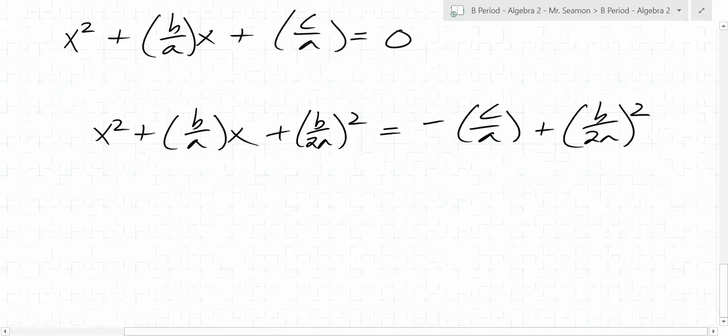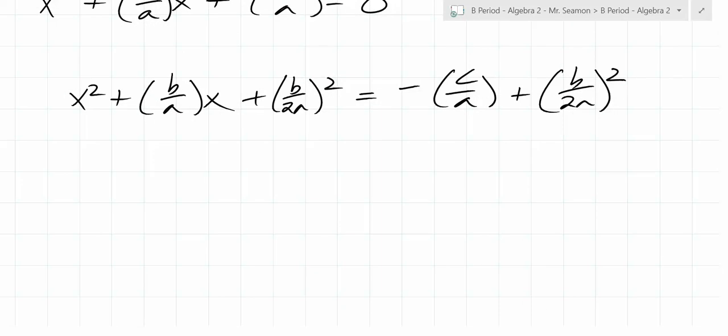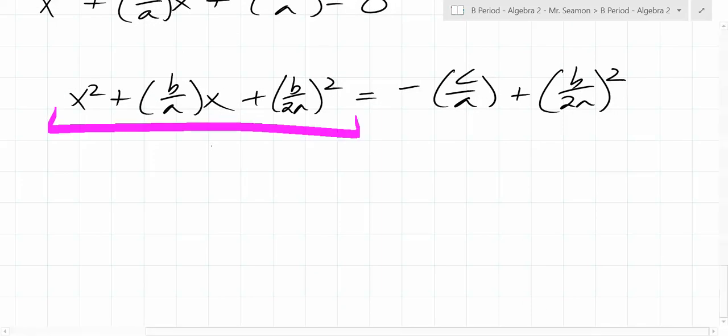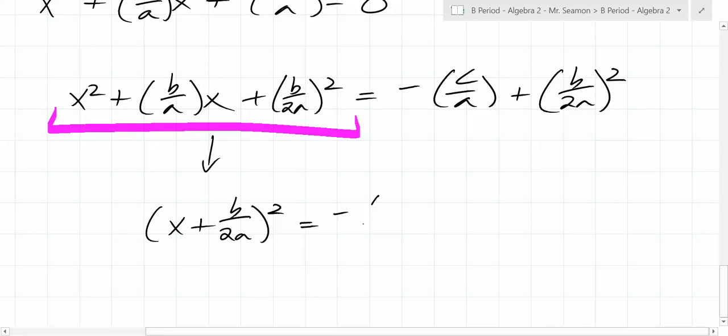Yeah. What's nice about this is that this right here turns into a square. X plus B over 2A squared. Over on the other side, it's a little bit not cool. But what do we like to do when we have fractions?